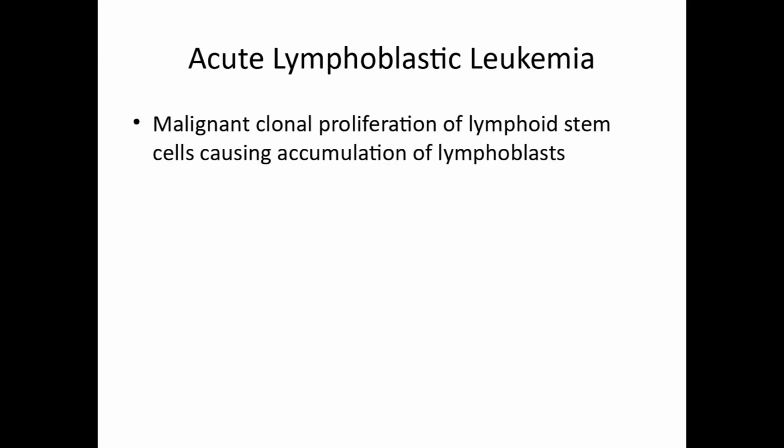Starting the class with acute lymphoblastic leukemia or ALL, it's a malignant clonal proliferation of lymphoid stem cells causing accumulation of lymphoblasts. So when I say acute, it means that more than 20% of blast cells are there. And which blast? The lineage is lymphoid, hence lymphoblast. So ALL has a minimum of more than 20% lymphoblasts.